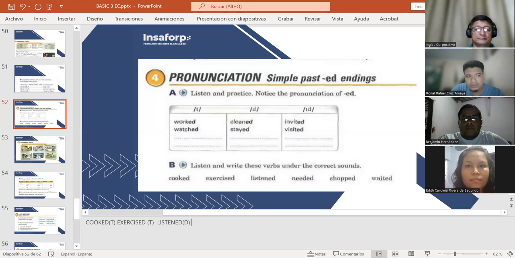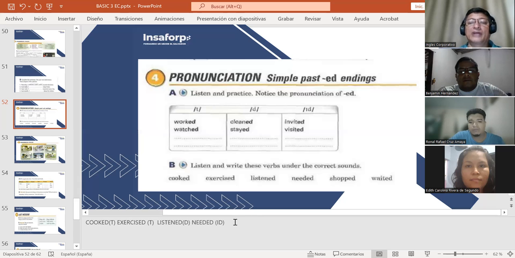Needed. D. Listen, needed. ID sound. Id. El sonido es id. Needed. O sea que la E toma sonido. ¿Ok? Y en los otros la E solo acompaña, es silenciosa. Eso tienen que fijarse. ¿Ok? Good. Chopped. T.